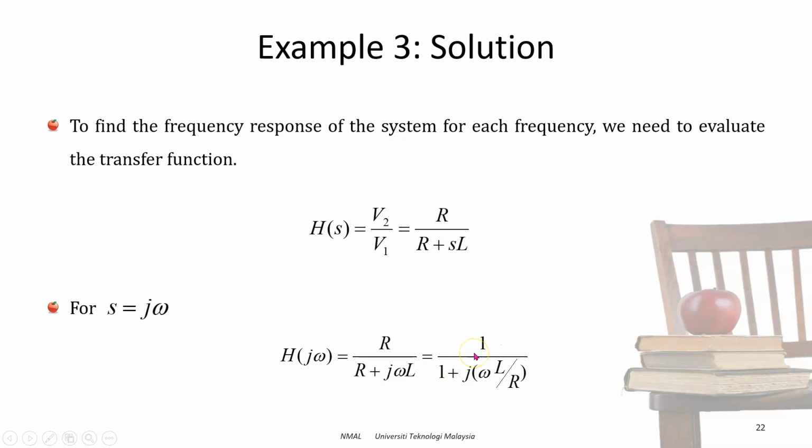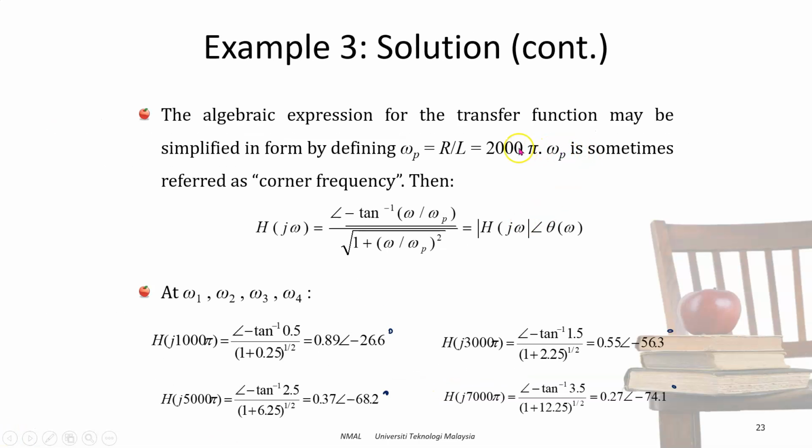So why do you need to rearrange actually? Because when we want to find the phase and also the magnitude, you can just square root everything here, and the phase you will find by taking the arctangent of omega L divided by R divided by 1. Now for this example, it defines another form of corner frequency, which is omega p, equal to R divided by L. So why does the solution do this? Because it's going to ease your calculation.